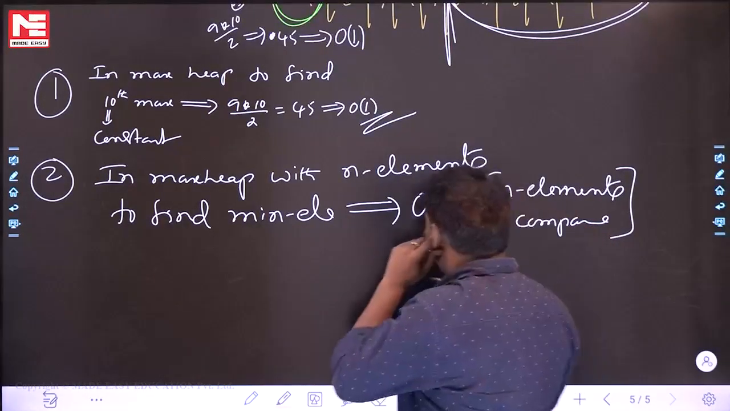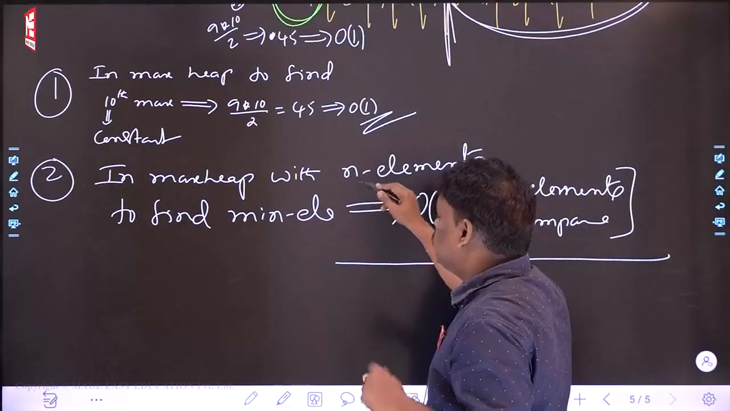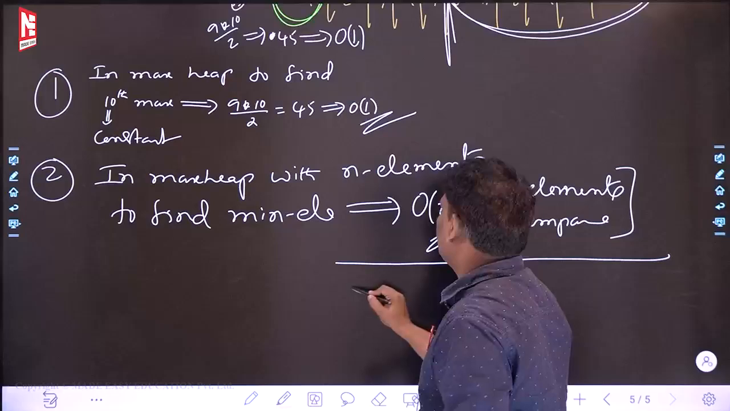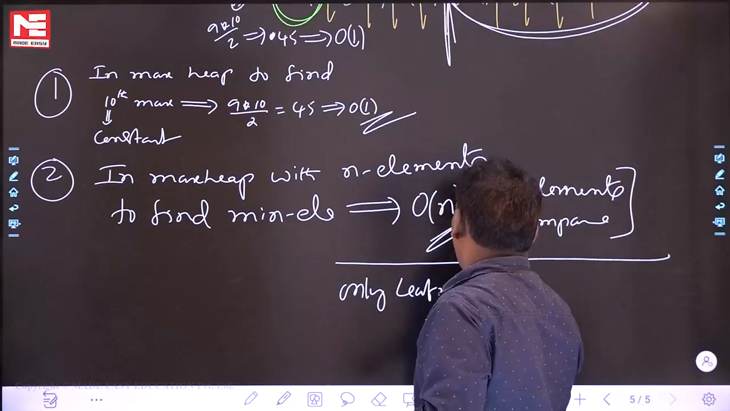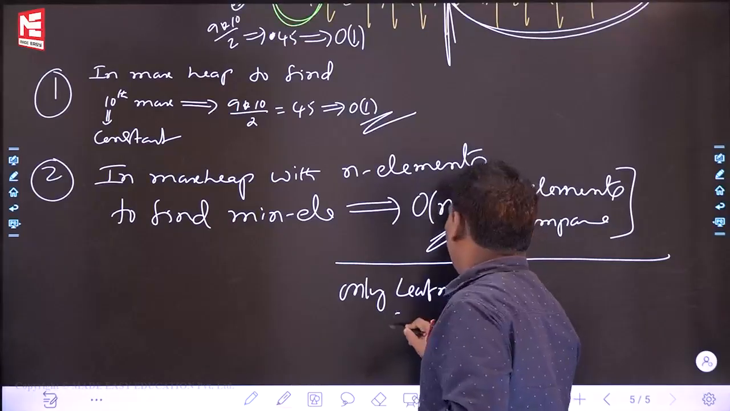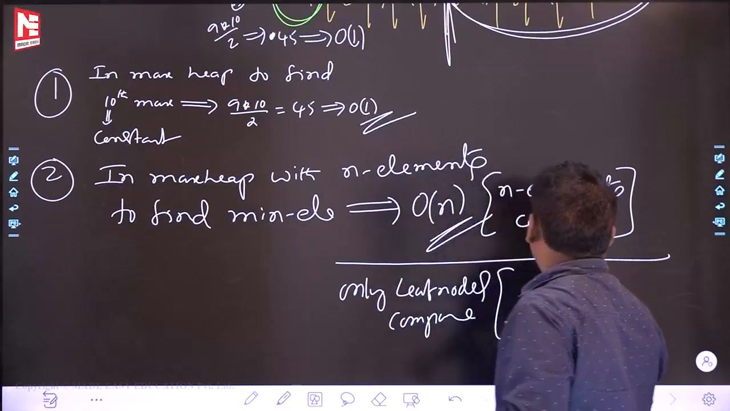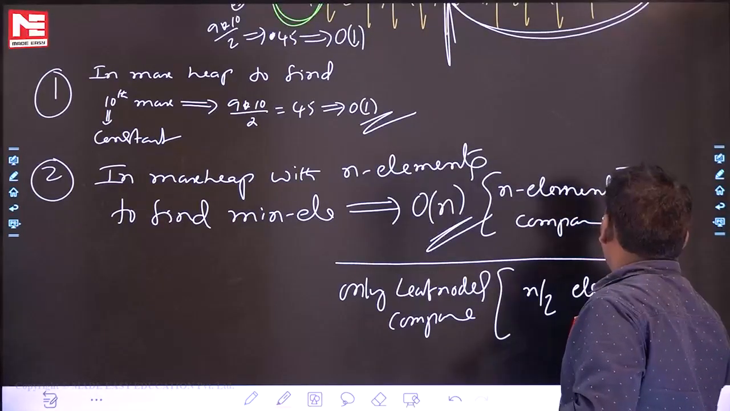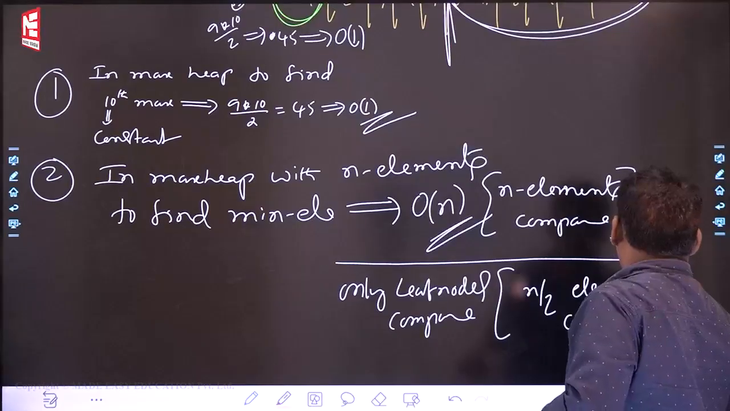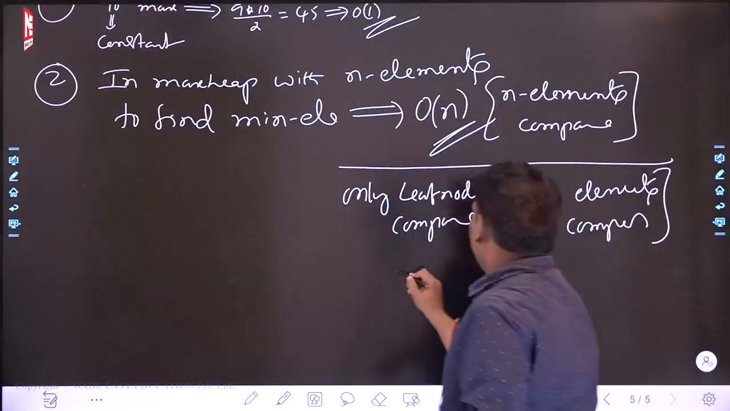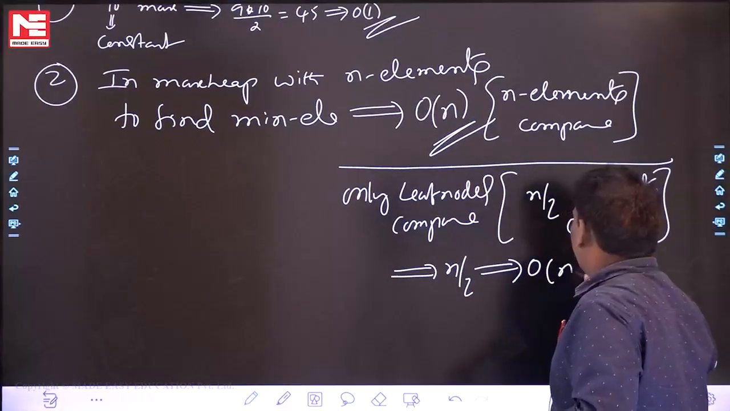This is one idea. One more answer is going to be: because it is the max heap with N elements, you want to find the minimum, only leaf nodes compare. Only leaf nodes compare. How many? N by 2. N by 2 elements compare. Which will go to how much time? N by 2 comparing, approximately order of N. This is also order of N.